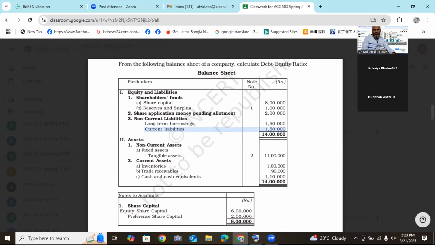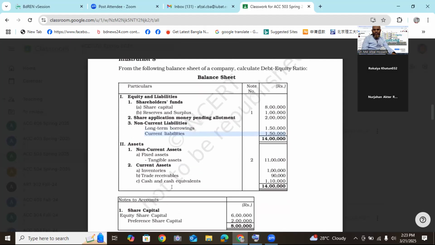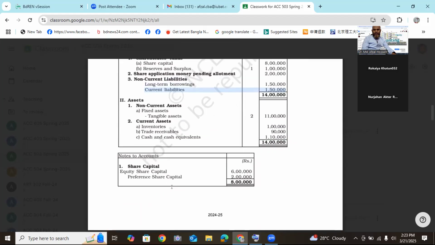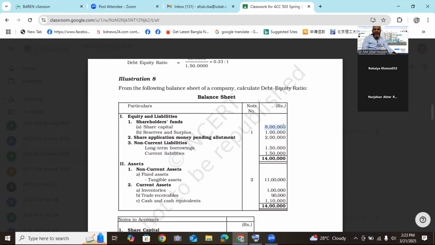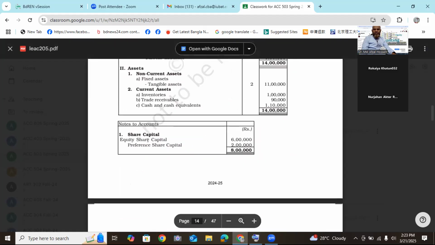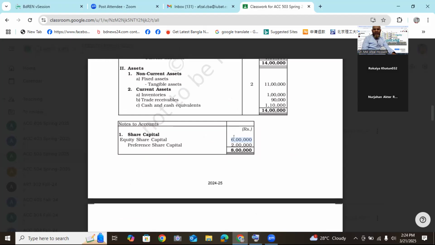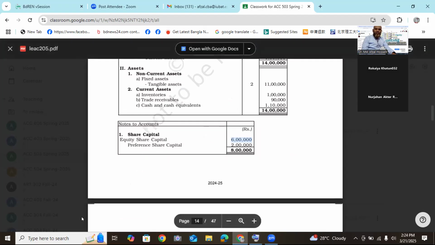Notes to accounts 1: Share capital. Equity share capital 6 lakh and preference share capital 2 lakh. Total 8 lakh. Out of 8 lakh share capital, equity share is 6 lakh and preference share capital is 2 lakh.